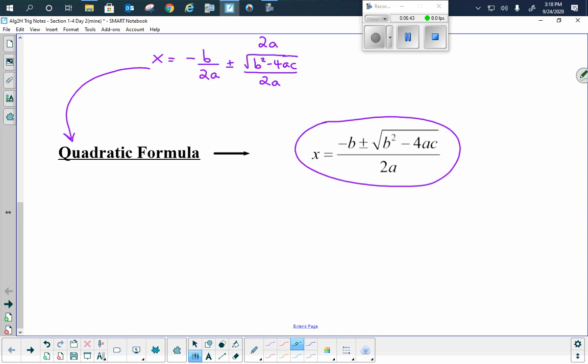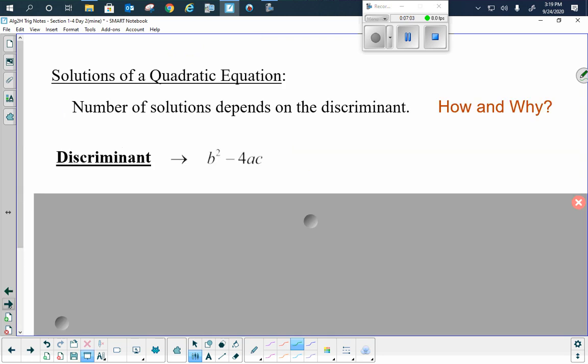It's going to be coming up, but this part under the square root is what's called the discriminant. Okay. Anytime you've got something under a root, that is called your discriminant, and we will be using that in our next part of the notes. All right, so anyway, solutions of a quadratic equation. So the number of solutions depends on that discriminant.